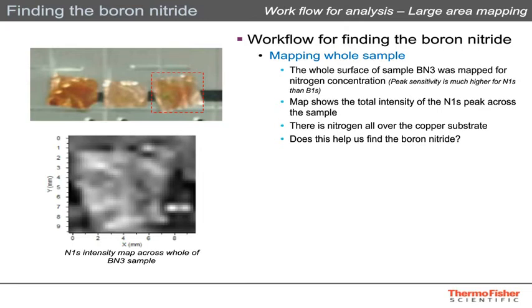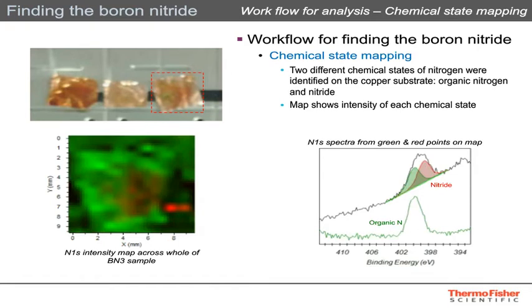Every pixel in the nitrogen image has a full nitrogen XPS spectrum behind it. This means we can interrogate the data and check the spectrum shape changes due to nitrogen chemistry differences. Using principal components analysis or target factor analysis, our software can show us that there are actually 2 different kinds of nitrogen chemistry on the sample.